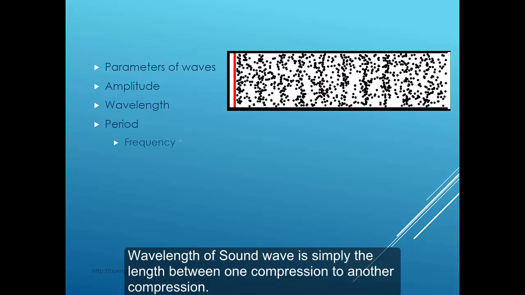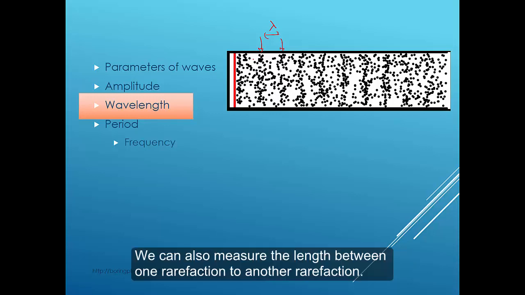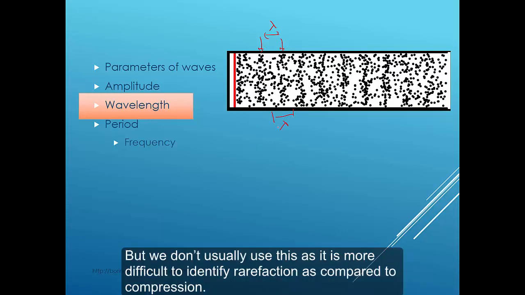The wavelength of sound is simply the length from one compression to another compression. So if you identify which one is compression, this length is the wavelength. We can also measure the length between one refraction to another refraction as the wavelength, but we usually don't use this because it is more difficult to identify refraction as compared to compression.